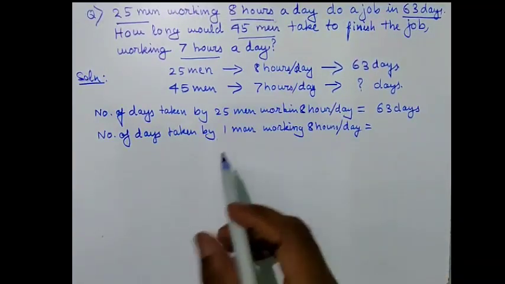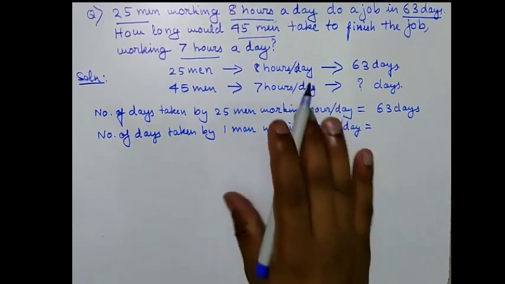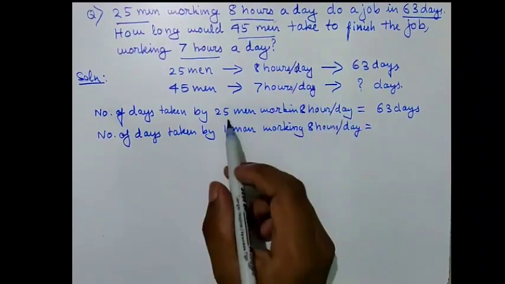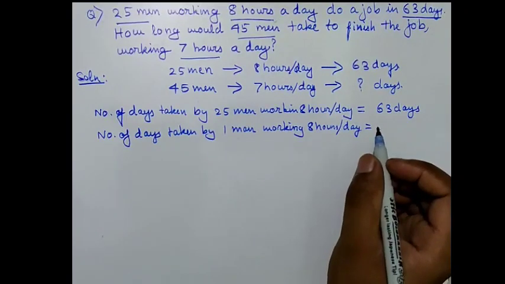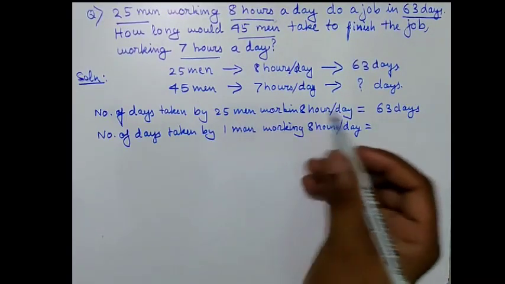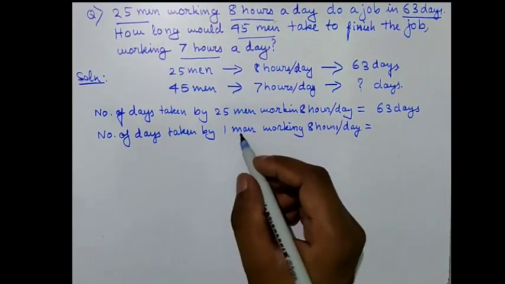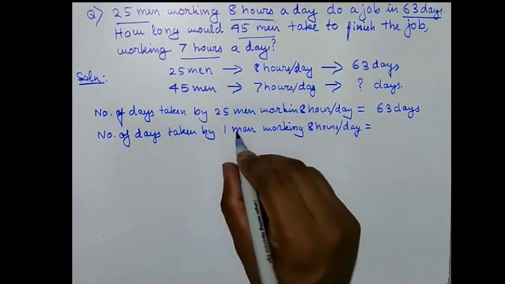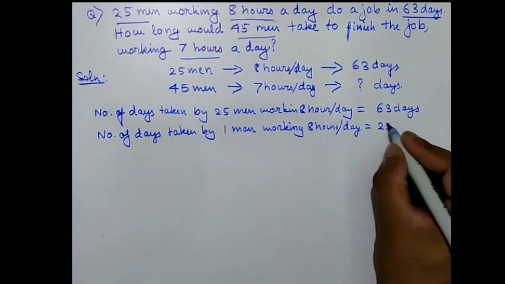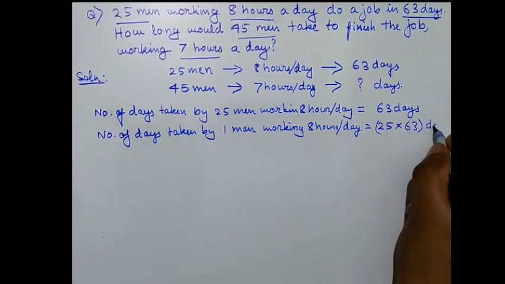So if 25 men were working 8 hours, now don't look at the hours part. Just think that 25 men working 63 days. Now one man will take less days or more days? One man will take more days, right? So we will simply multiply. So 25 into 63 days, right?